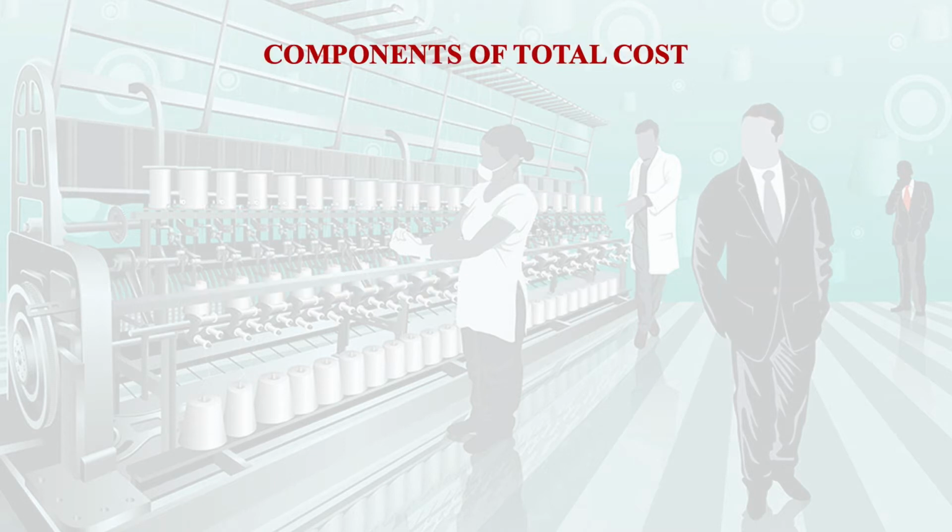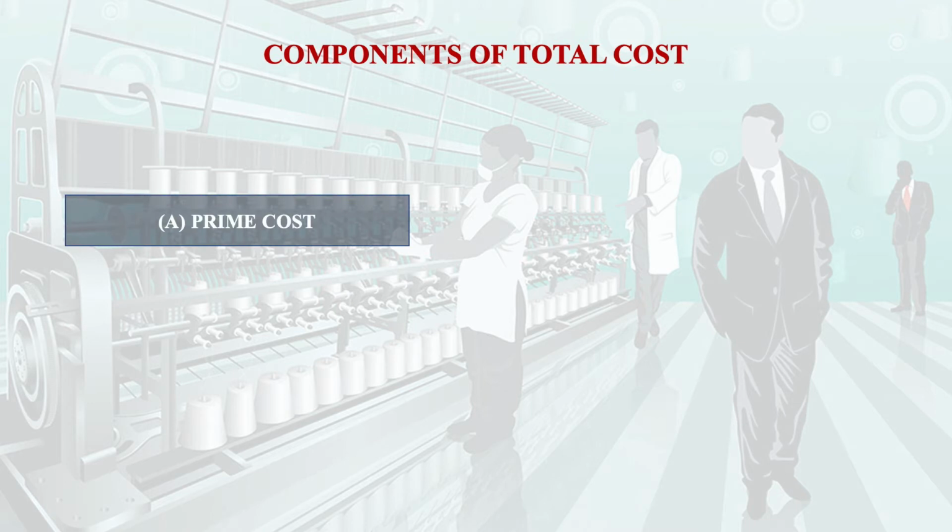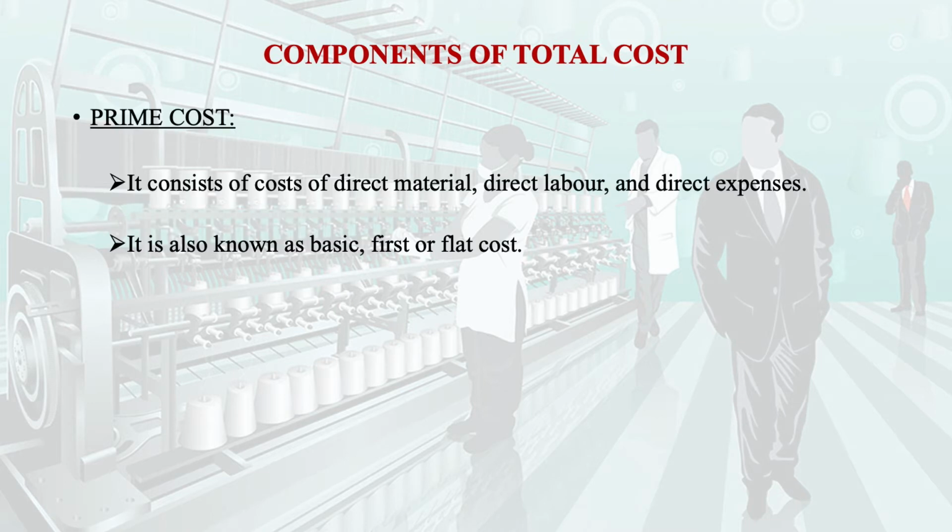Now, what are the components of total cost? First is prime cost. It consists of direct material cost, direct labor and direct expenses, and it is also known as basic, first or flat cost. Basically, all these terms will be used when we discuss break-even analysis. That is why it is very important to understand each and every term very carefully.